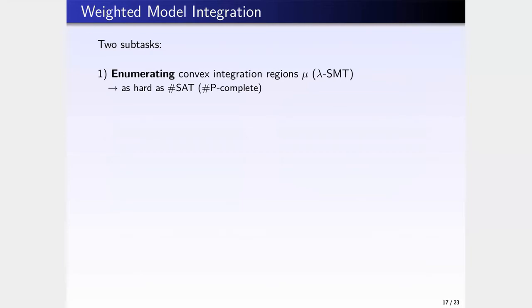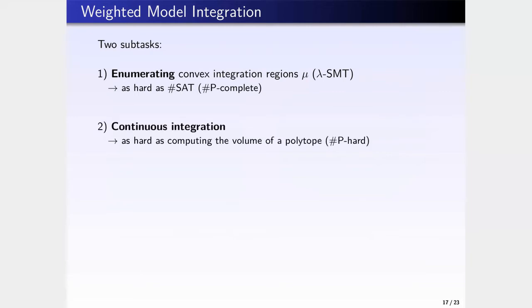You can see that this weighted model integration task basically subsumes two tasks. The first one indeed is enumerating all these convex regions in the support of a distribution, or equivalently the constraints. And this is, of course, as hard as model counting, which is a #P-complete problem to solve exactly. And then the second task, of course, is integrating out the density function in this convex region. And this is also a very hard problem, because computing the volume of a convex polytope is #P-hard. So two very complex problems.